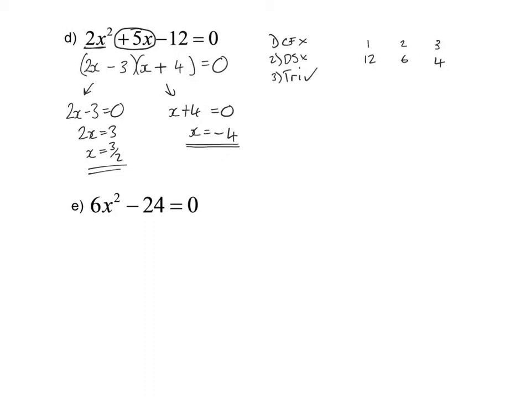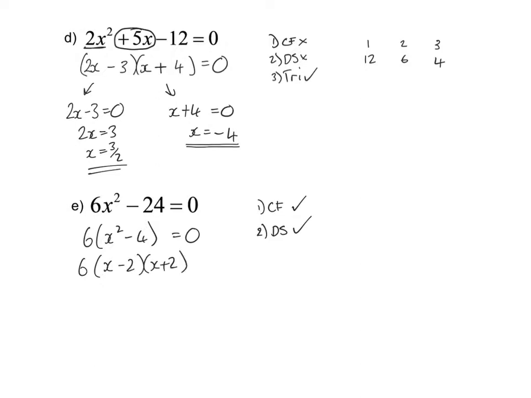Okay, next part E, we'll look at, again, going through our checklist. 1, is there a common factor? The answer here is definitely yes. 6 is a common factor, leaving me x squared minus 4. Second thing on my checklist is there a difference of squares? And again, yes, that bracket there is definitely a difference of squares. So 6 times x minus 2, x plus 2 equals 0.